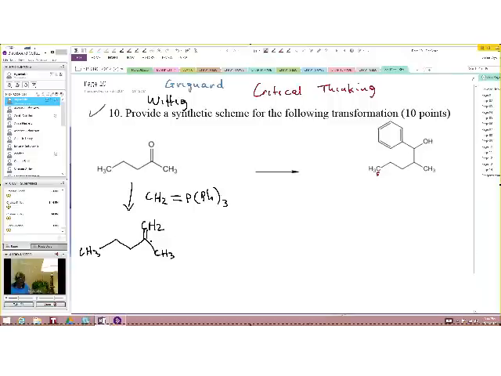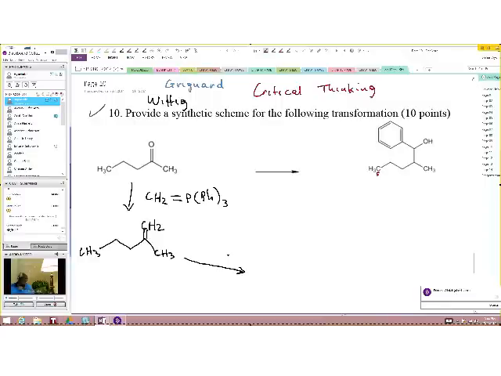Now, what do we want to do with this Wittig product? Can anybody tell me, what do you want to do with this? Oh, no, you don't want to hydrogenate. That would destroy it. That would destroy the double bond. Hydrogenation would destroy the double bond. You don't want to do that.